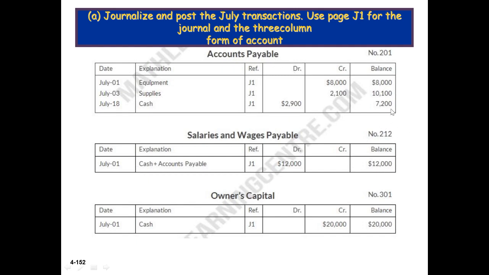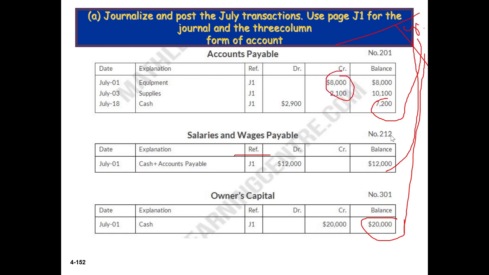Accounts payable, please look here. Accounts payable is a 7,200 balance. This is our credit balance. When we prepare our trial balance, suppose this is our trial balance, this is the credit side, so this balance will be on our credit side. Salaries and wages payable, this balance would be a credit balance. Owner's capital must be a credit balance. Sorry, here 12,000. This is credit, not debit. Sorry, and this is credit also.